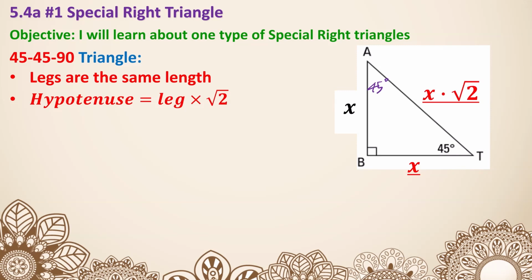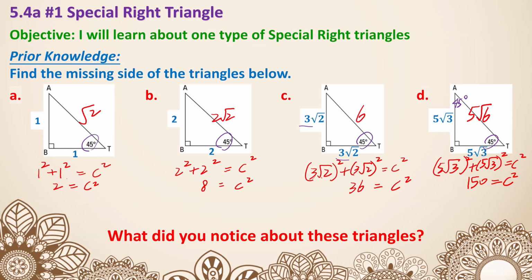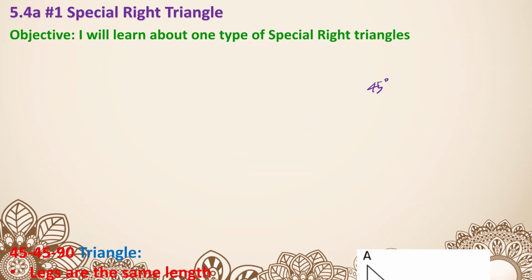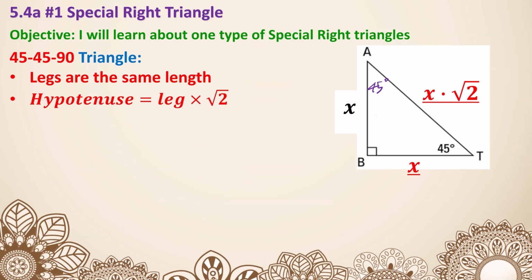So if you now go back to the prior knowledge, you might have noticed 1 times square root of 2 is square root of 2. 2 times square root of 2 is 2 square root of 2. 3 square root of 2 times another square root of 2, these two together is 2 times 3, that's a 6. 5 square root of 3 times square root of 2, square root of 3 and square root of 2 is square root of 6, so that does give us 5 square root of 6. So there you go, that's the relationship. Legs are the same length, the hypotenuse is the leg times square root of 2.